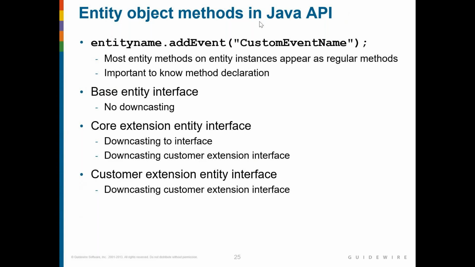Base entity interface, no downcasting. Core extension entity, downcasting to interface. Custom extension, downcasting to customer extension. They are just telling you different ways of how we can use the entity methods.